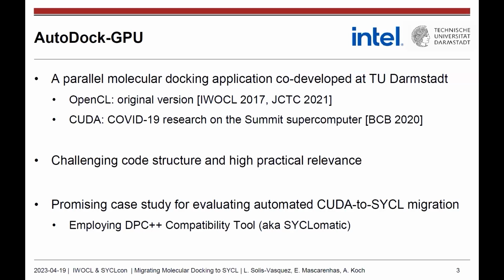Years later, this OpenCL version was ported to CUDA in order to run COVID-19 research on the Summit supercomputer. Autodock GPU has a challenging code structure and has a high practical relevance. So we thought this is a promising case study for evaluating an automated migration from CUDA to SYCL. For this purpose, we have used the DPC++ compatibility tool.